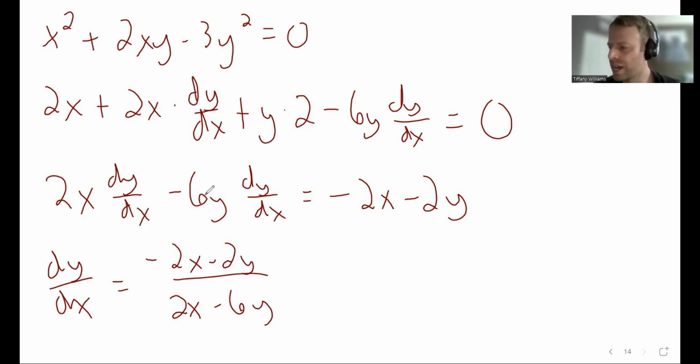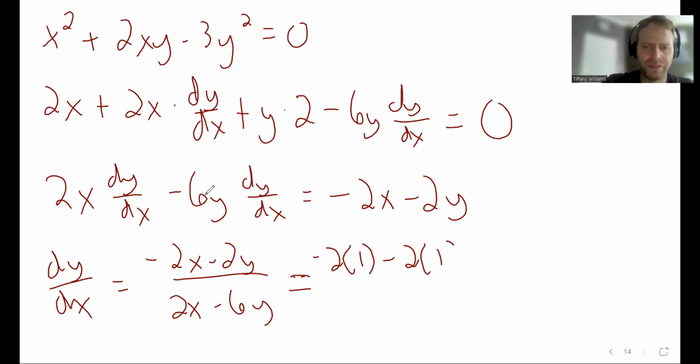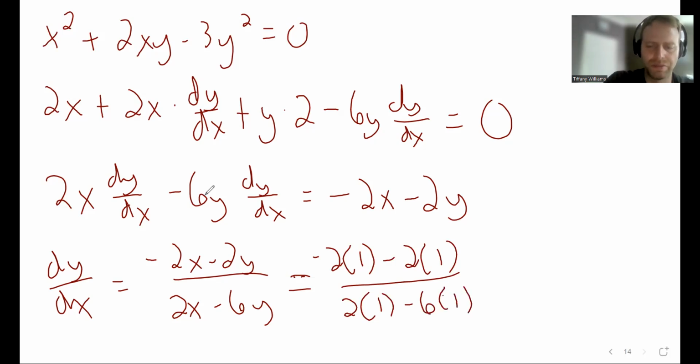Okay, so now specifically at the point (1, 1), we need to find the slope. So we're going to plug in a 1 for x and a 1 for y. So it's going to be negative 2 times 1 minus 2 times 1, and then we're going to put that over 2 times 1 minus 6 times 1. And if you did this correctly, you would get negative 4 over negative 4, which gives you a positive 1.